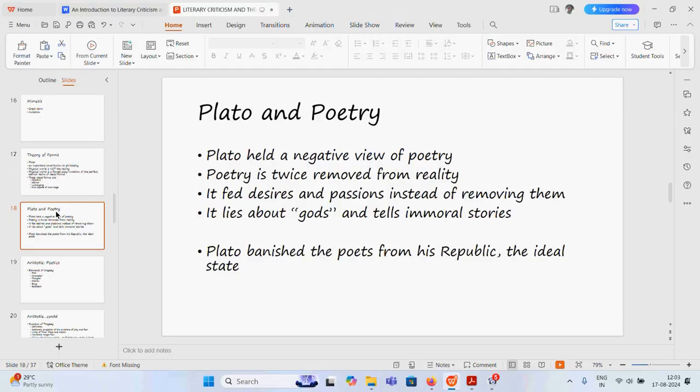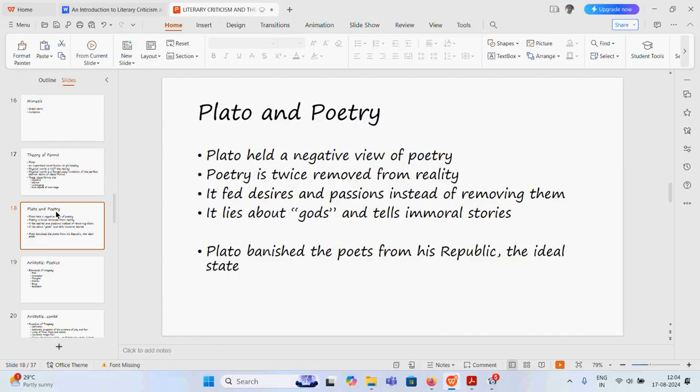Plato lived in the classical period and believed in the concept of multiple gods, and he says that poetry lies about gods and it tells immoral stories. This is Plato talking about his contemporary times, talking about writers who lived before him. And he finds that literature does not tell the truth about the creators. It does not tell the truth about the stories that are depicted in it. And the stories that are depicted are not moral stories. They're immoral. Hence, he holds a very negative view about poetry or literature. In fact, Plato completely banished poets from his Republic. The Republic is the ideal state that is presented in the work by the same title.